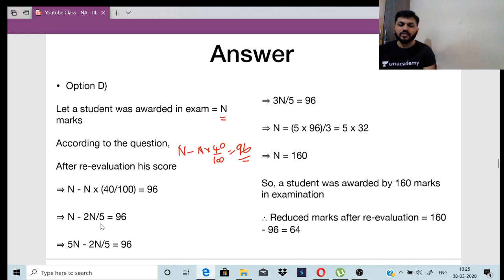So n minus n into 40 by 100 equals 96. So this becomes n minus 2n by 5 equals 96. Okay, so 5n minus 2n by 5. So I am multiplying both of this. So n will be 160, right? The student was awarded 160 marks at the starting. After revaluation, it became 96. So how much marks did he lose? He lost 64 marks, right? The initial n minus final n, which is 64. Option D.